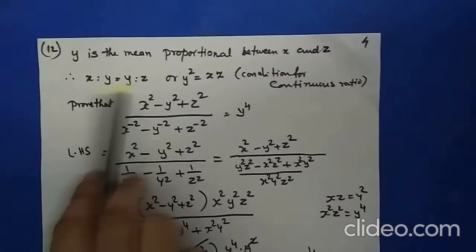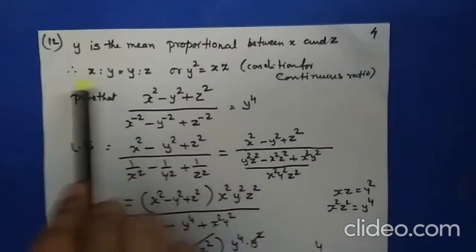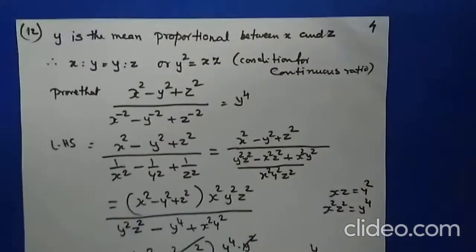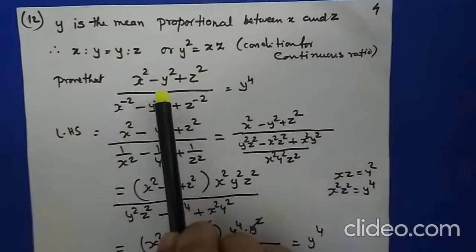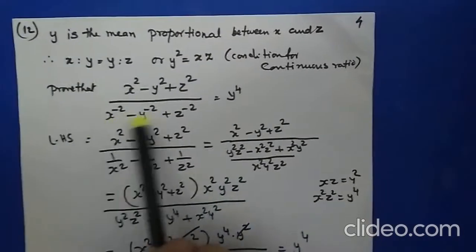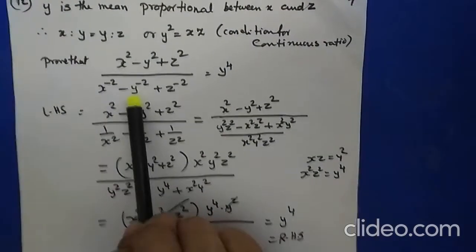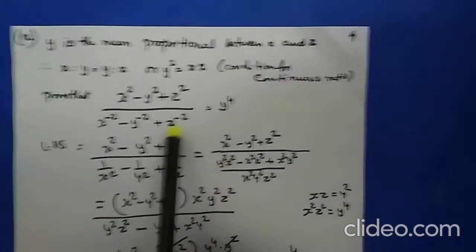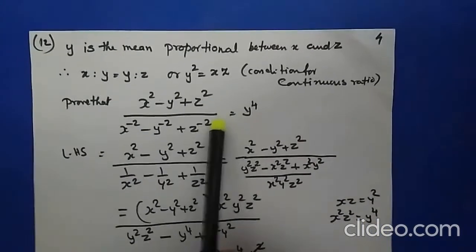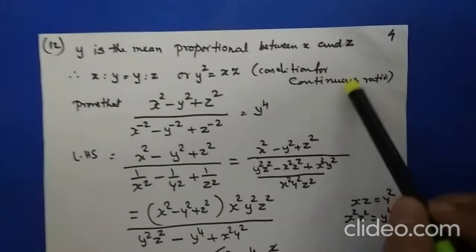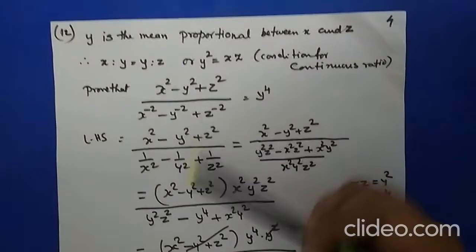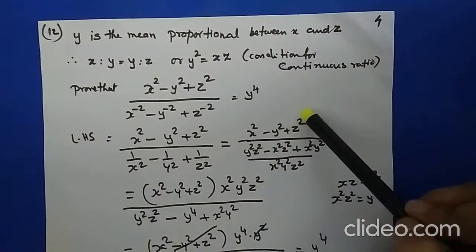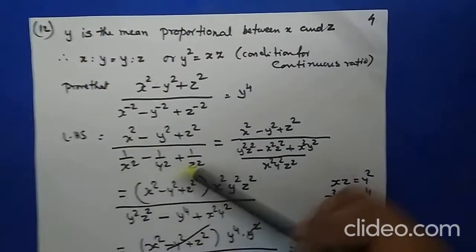Immediately, the second one you have to repeat. So x ratio y is equal to y ratio z. What you have to prove? X squared minus y squared plus z squared by x to the power of minus 2 minus y to the power of minus 2 plus z to the power of minus 2 is equal to y to the power of 4. So now I am going to take the left hand side numerator as it is, right hand side denominator.